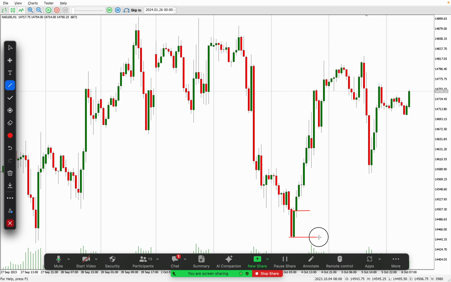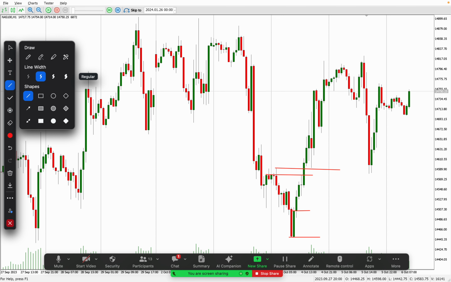What's your stop loss? And what's your target profit? My initial target profit would be the initial high of the day, which is in here. Initial high of the day. Where are we seeing the initial high of the day from?